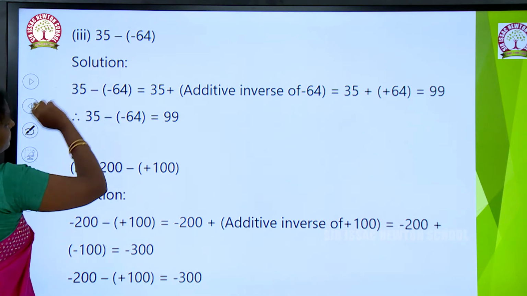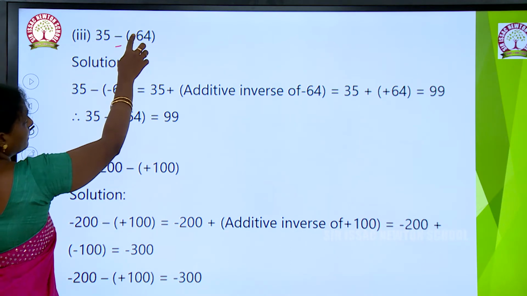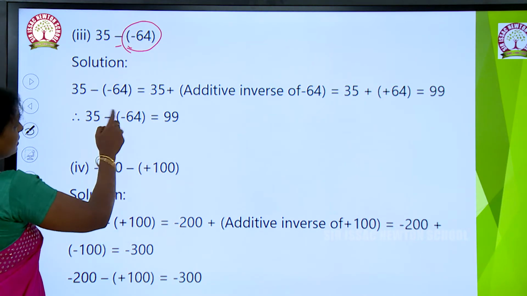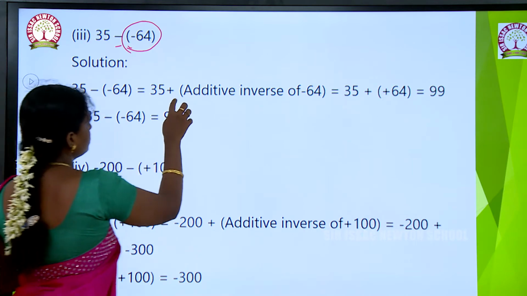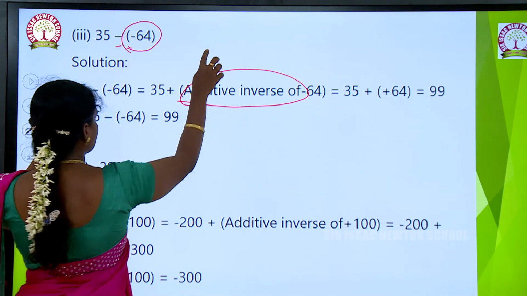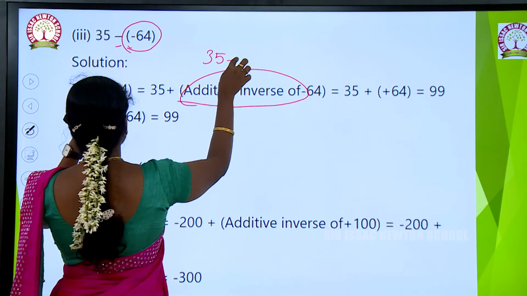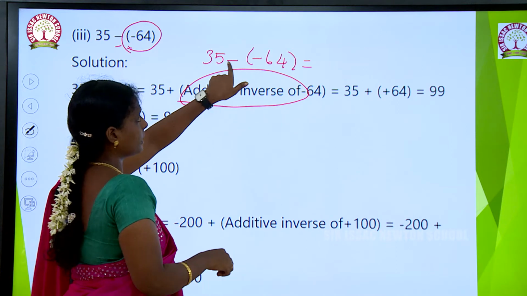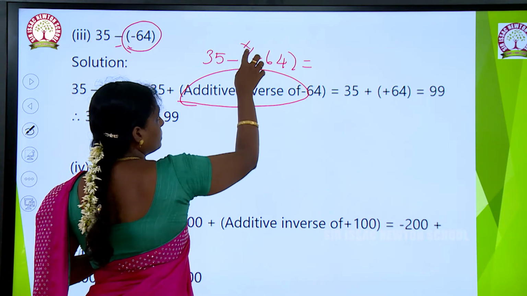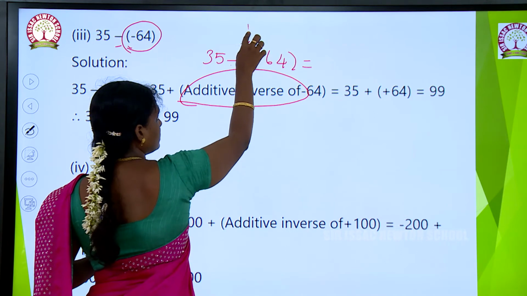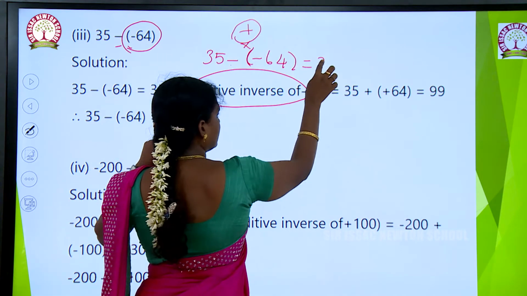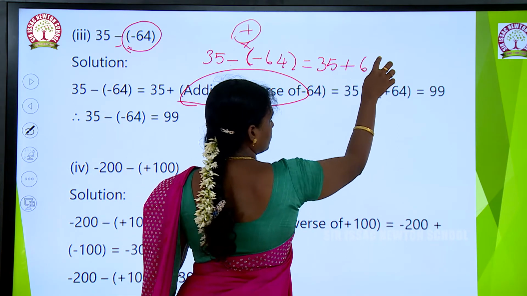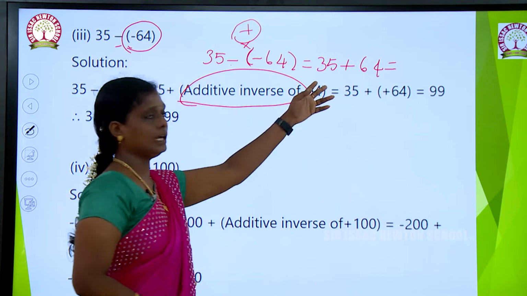The next question is 35 minus of 64. For this we can add it easily. Don't overthink this. 35 minus of 64. I have already told you minus into minus will become plus, right? So 35 plus 64. You have to add these two numbers.